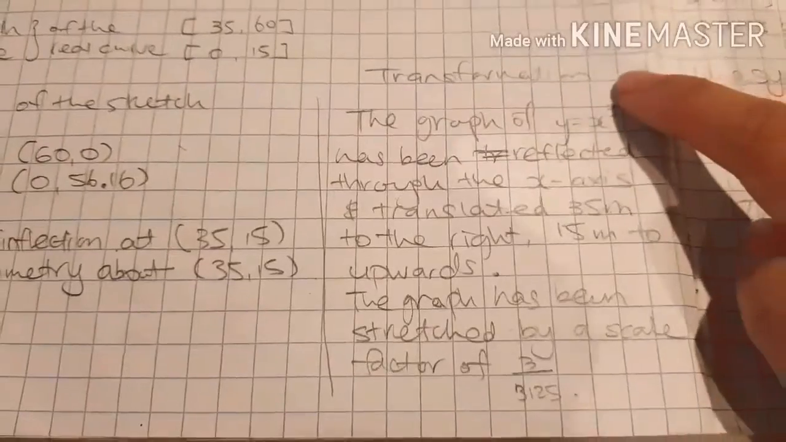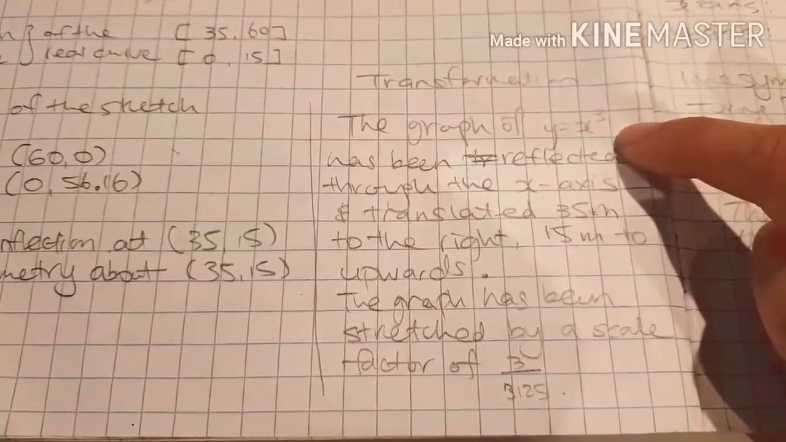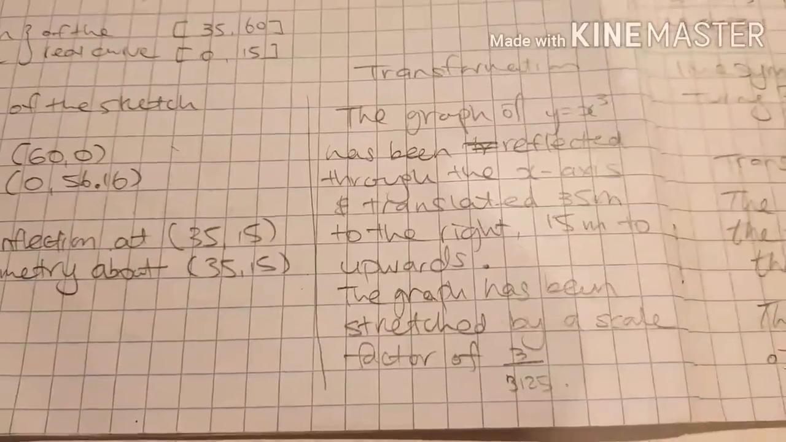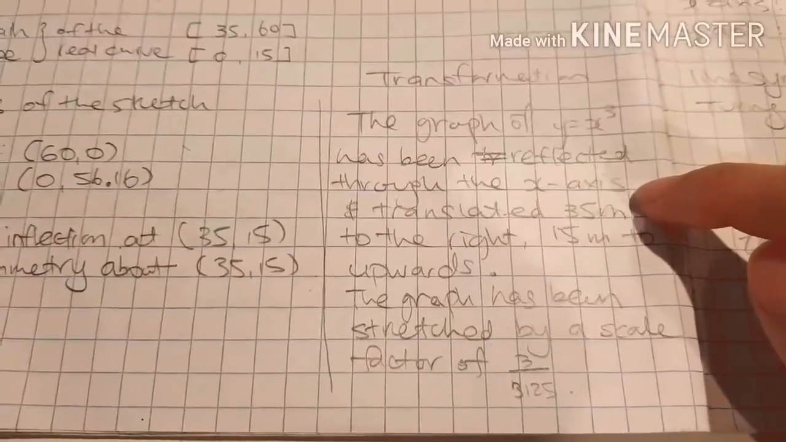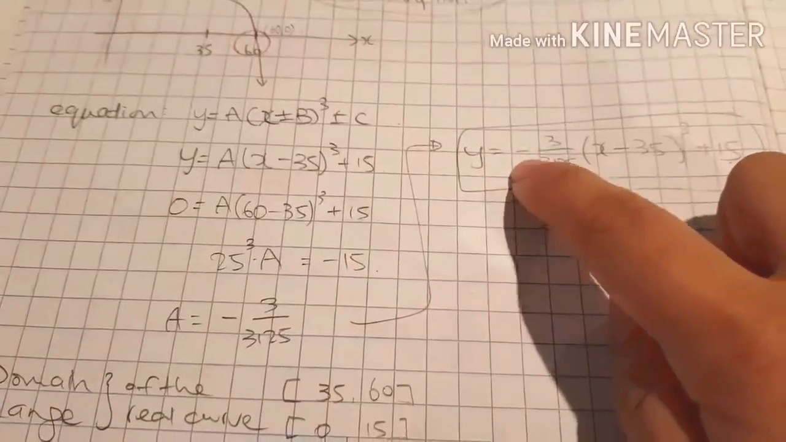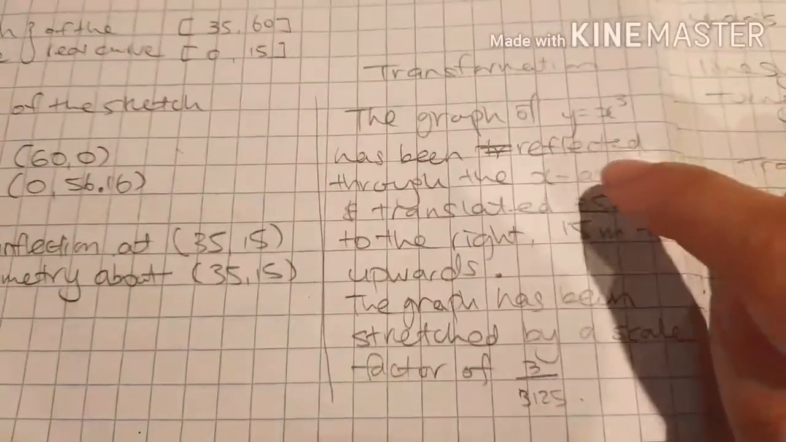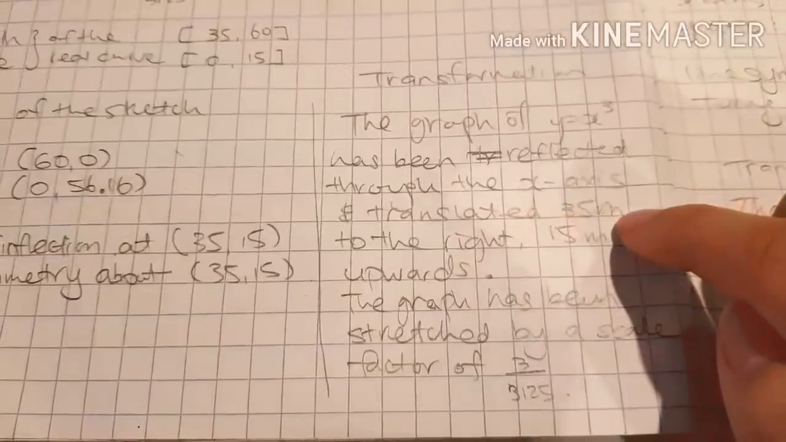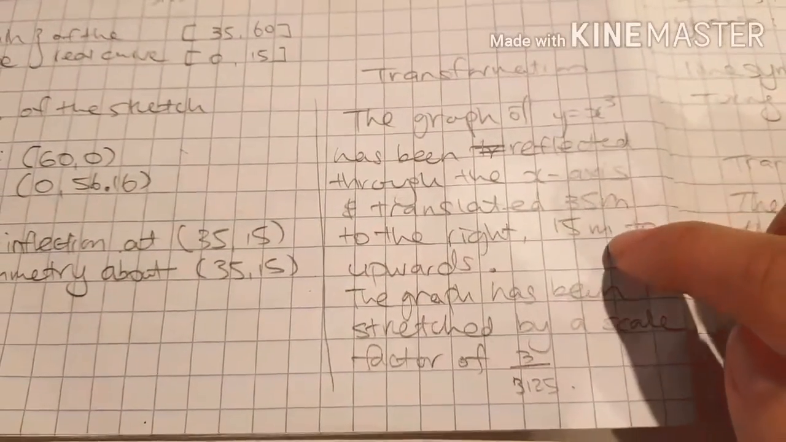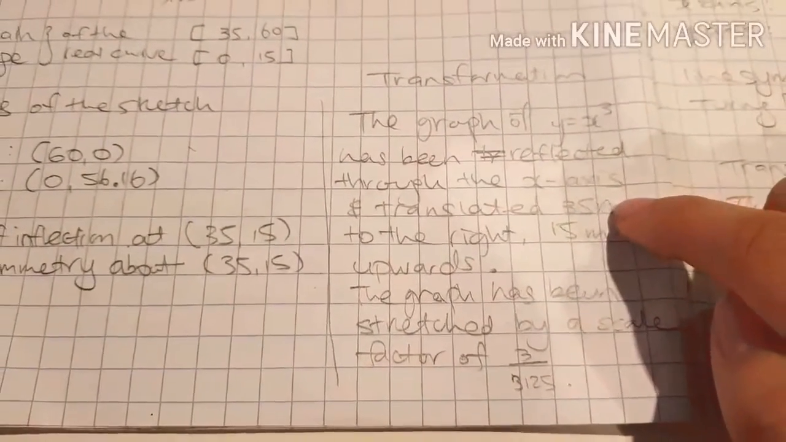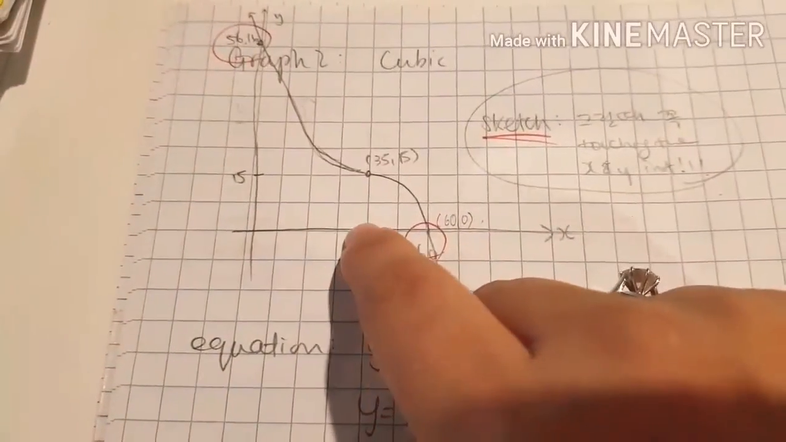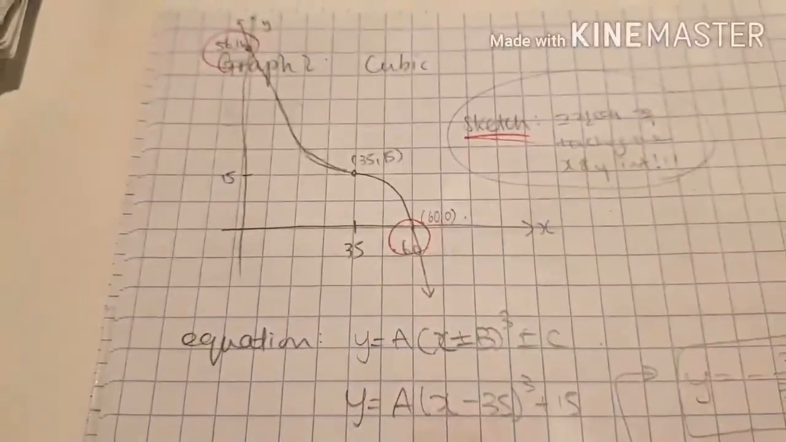Yeah, and people, transformation, again, start with the graph of y equals x cubed. If it hasn't been reflected, you don't need to write it, but it has been reflected through the x-axis, right? Because it's a negative. The A value was negative. Remember, so it has been reflected through the x-axis, tick, and it has been translated 35. We know the unit according to the context, right? 35 to the right and 15 upwards. 35 to the right, 15 upwards, right?